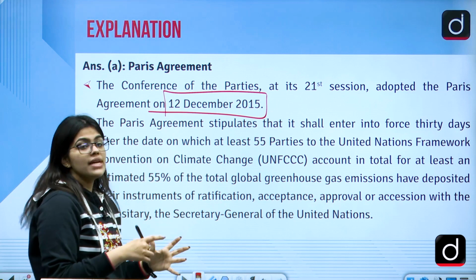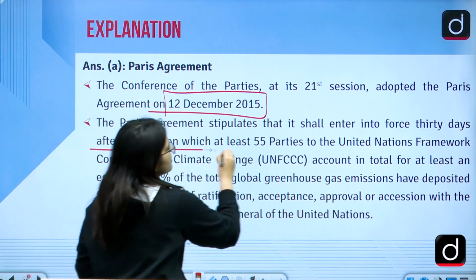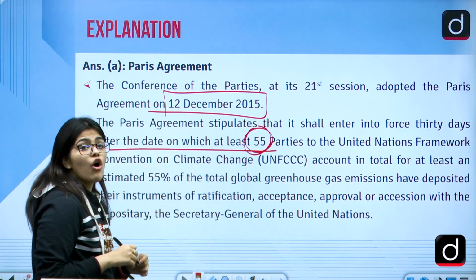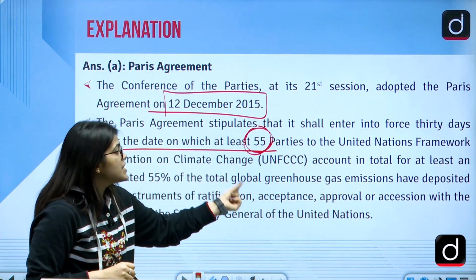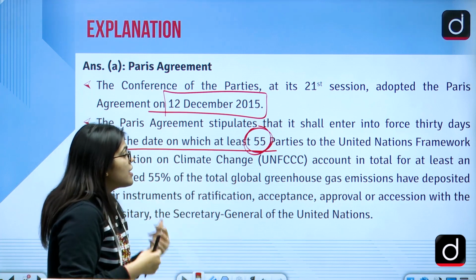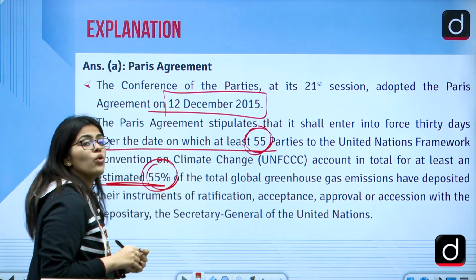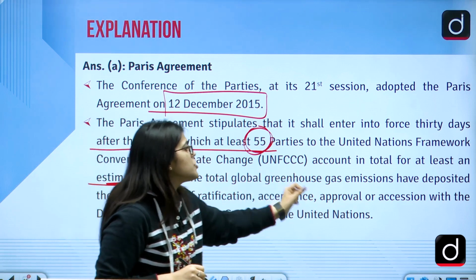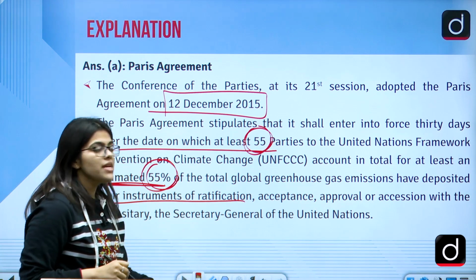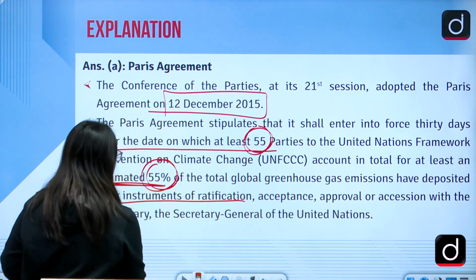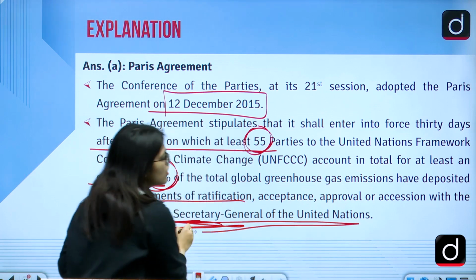The Paris Agreement stipulates that it shall enter into force 30 days after the date at which at least 55 parties of the United Nations Framework Convention on Climate Change, that is UNFCCC, accounting in total for at least an estimated 55% of the total global greenhouse gas emissions, have deposited their instruments of ratification, acceptance, approval or accession with the depositary. And who is the depositary? The depositary is the Secretary-General of the United Nations.